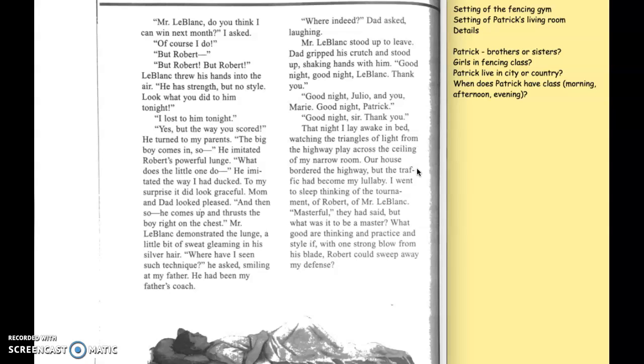But Robert, LeBlanc threw his hands into the air. He has strength, but no style. Look what you did to him tonight. I lost to him tonight. Yes, but the way you scored, he turned to my parents. The big boy comes in, so he imitated Robert's powerful lunge. What does the little one do? He imitated the way I had ducked. To my surprise, it did look graceful.